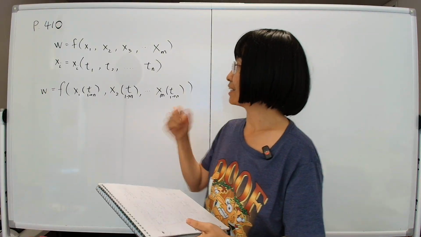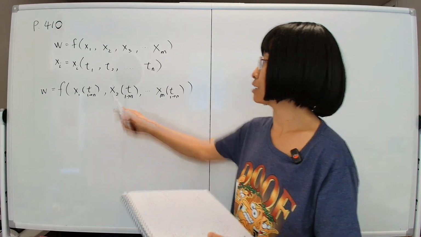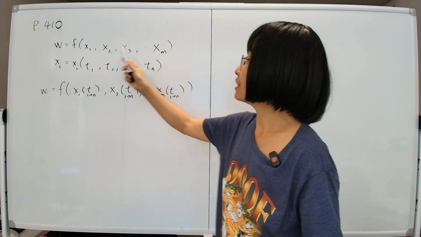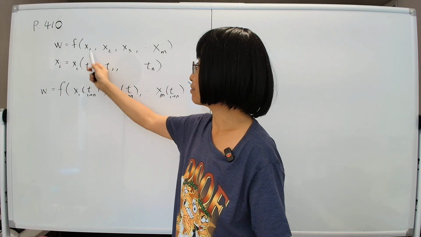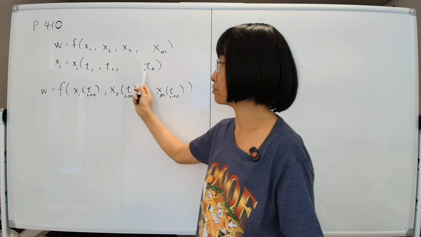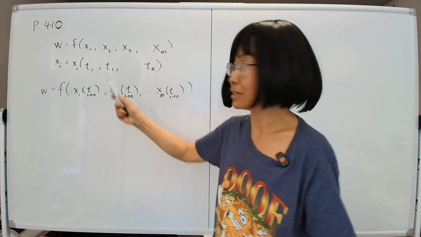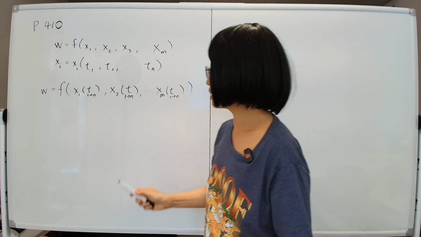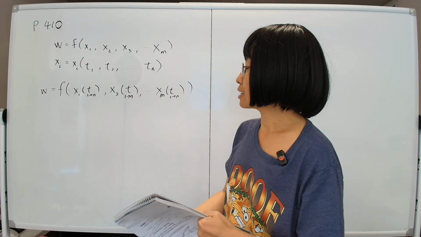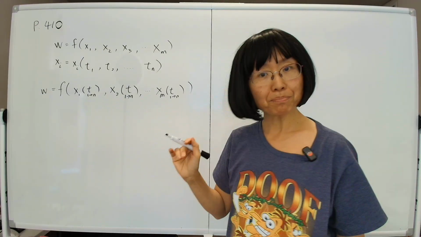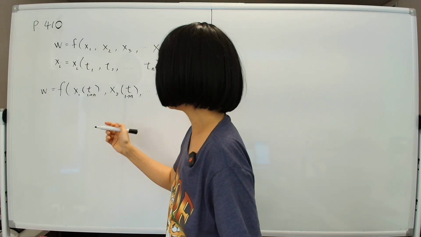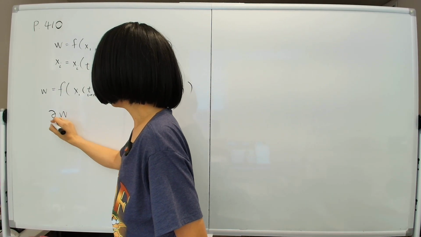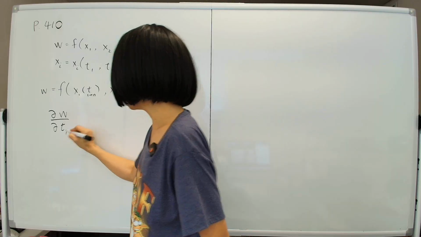So I have written down here, let's see, you have a function with who knows how many variables, and it goes all the way up to m, but it's finite. And each one of these variables is a function of some other variables, n of them, who knows how many, but it's finite. So then how do we take the partial derivative? What you do is you do it one by one. For example, let's say we want to take the partial derivative of w to t1. Let's start with t1.